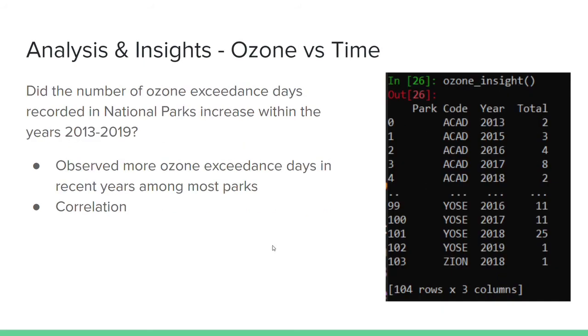For our last insight, we compared the number of ozone exceedance days over time within the years 2013 to 2019. And unfortunately, as one would predict, we did observe increasing trends over time. The majority of the parks showed that as time went on, the number of ozone exceedance days slowly but steadily increased. Thus, there did appear to be a positive correlation between time and ozone exceedance levels.